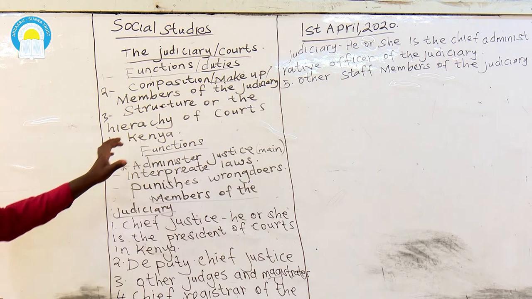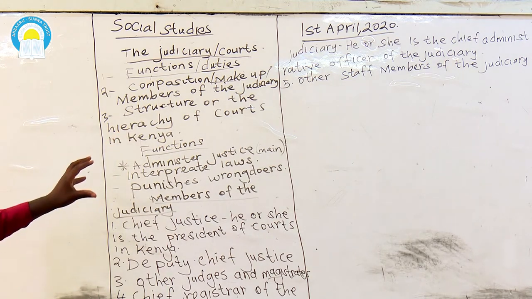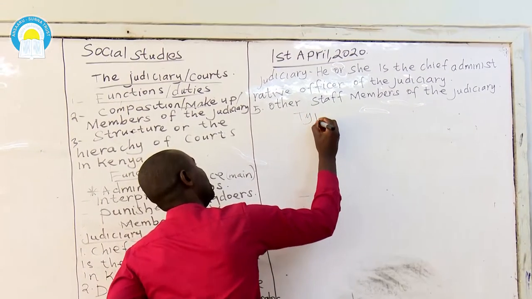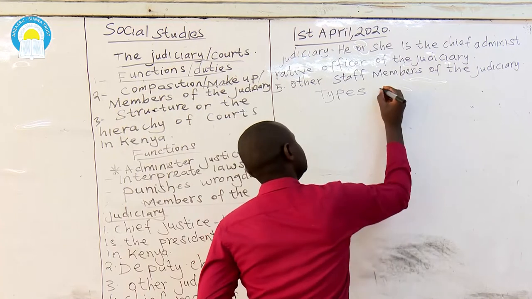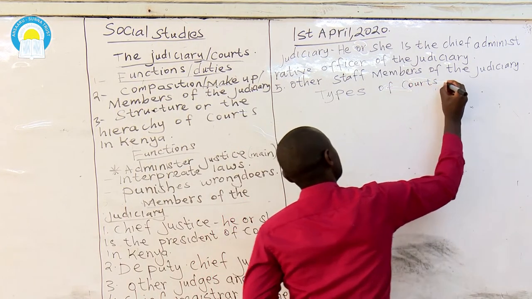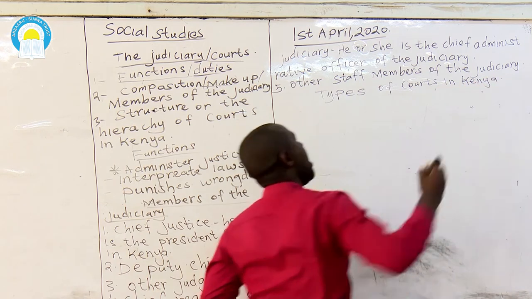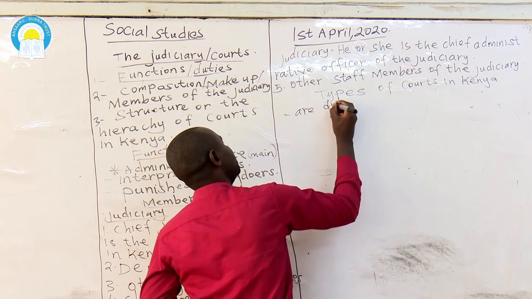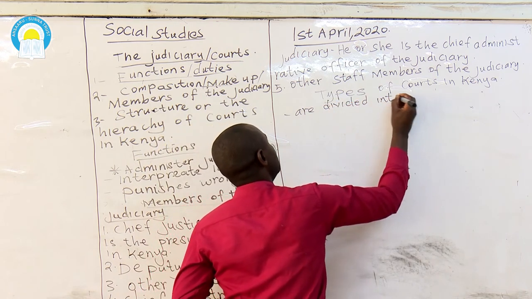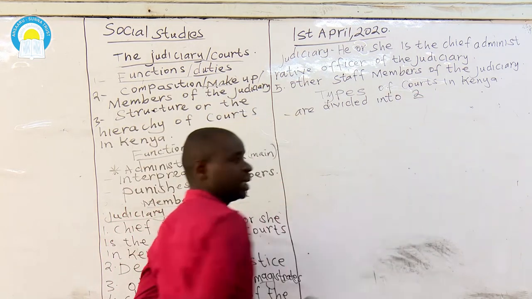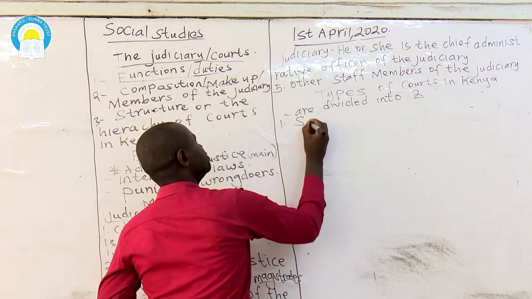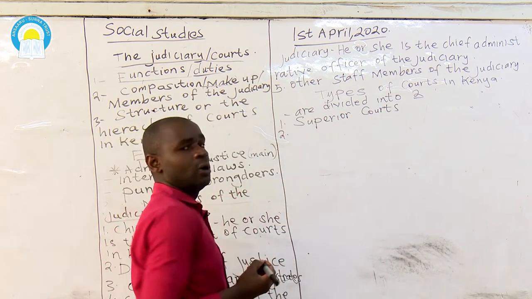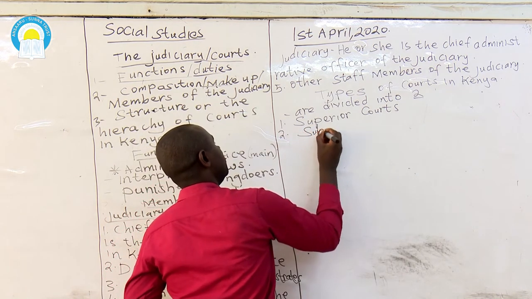Now allow me to look at the structure or the hierarchy of courts. But before I draw that tree diagram, just allow me to discuss the types of courts in Kenya. The courts in Kenya are divided majorly into two categories. One, we have the superior courts. And number two, we have the subordinate courts.